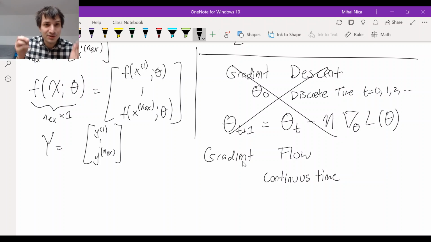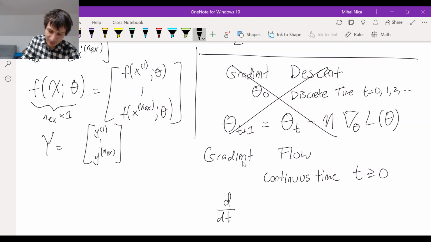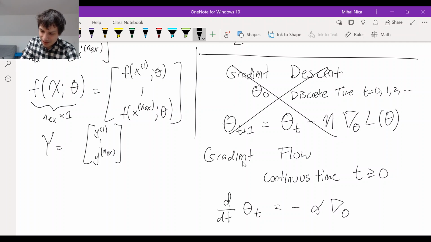So instead of t being 0, 1, 2, 3, and so on, t is going to be a positive number. So t greater than or equal to 0, but it could be 0.1, 0.2. It's a real number now. And the rule is, instead of updating by differences, we're going to update using derivatives. So the rule is the derivative of theta of t equals, we move down in the direction of the gradient again, minus alpha times the gradient of L.